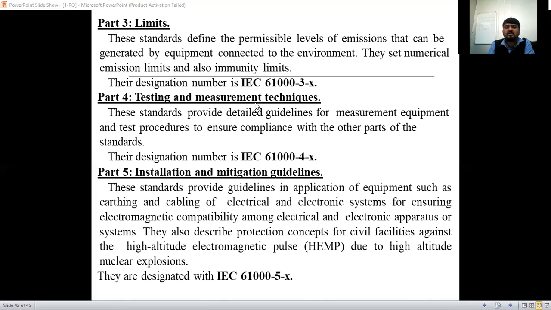The fourth one is testing and measurement techniques. It is going to provide the standards for testing. We can consider a transformer, a single phase transformer. What are the different tests we are going to do on a single phase transformer?